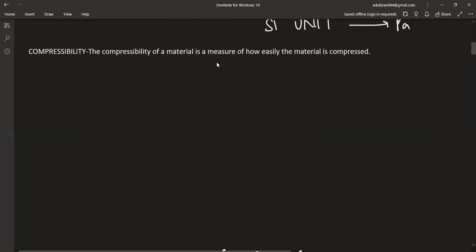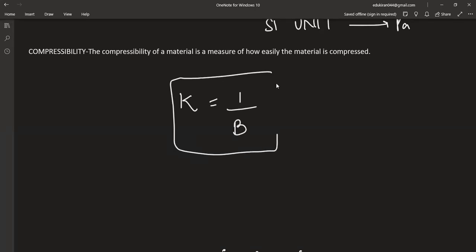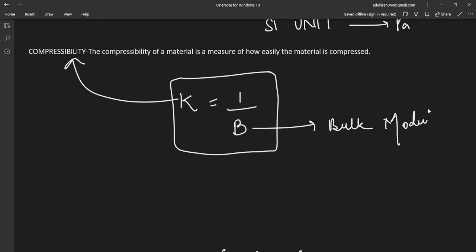Compressibility of a material is a measure of how easily the material can be compressed. The more the value of bulk modulus, the harder it is to compress. It becomes more difficult. We represent it through the symbol K. The formula is very simple: just take the reciprocal of bulk modulus. K is compressibility, B is the bulk modulus, and the SI unit is Pascal inverse.